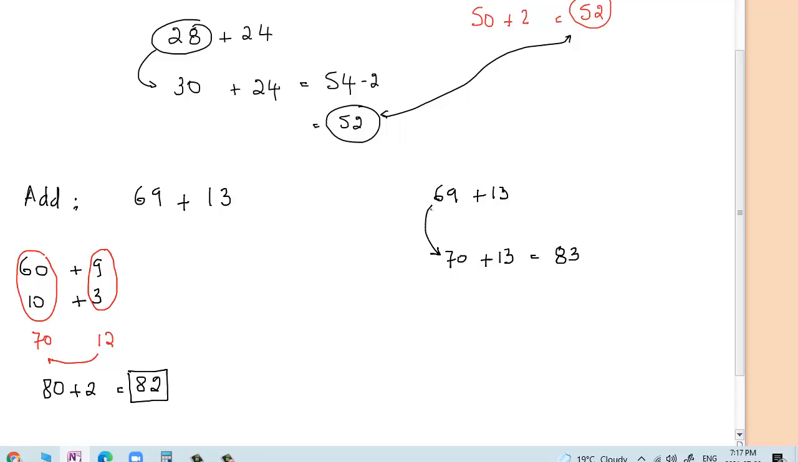But don't forget, to go from 69 to 70, you added 1. So I have to remove this 1. So it will give me 82. So I have the same answer as the first method. So I have two strategies to use in my head because I don't have paper and pencil. In my head, I break it down to tens and ones and add all the tens and add all the ones, or I can use a friendly number like 70, but don't forget that to go from 69 to 70, you add 1, you have to remove it back.